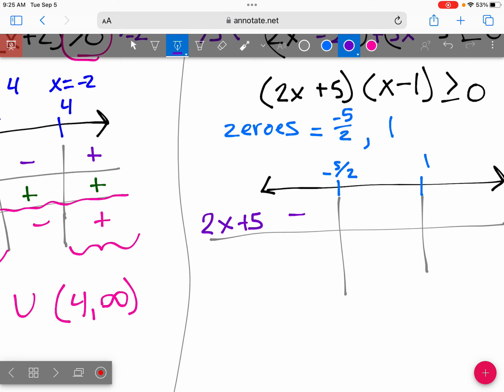Absolutely valid. What about something in between? 0 would be a fine one, so it's going to give you positive. Something bigger than 1, positive.